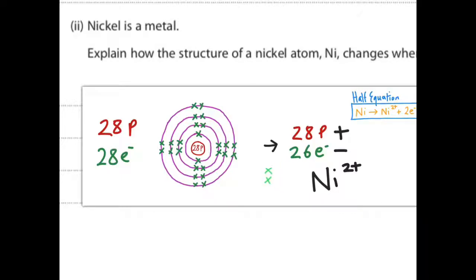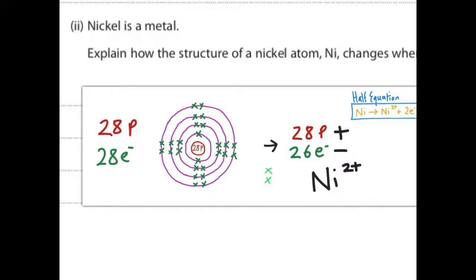But as a result, because before there were 28 protons and 28 electrons, now there's 28 protons and 26 electrons. There's 2 more positives than negatives. So we have Ni2+. So that's perfectly good for foundation level and higher.